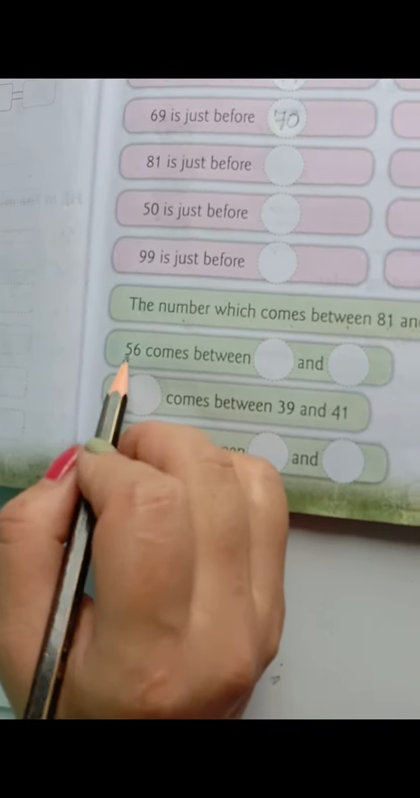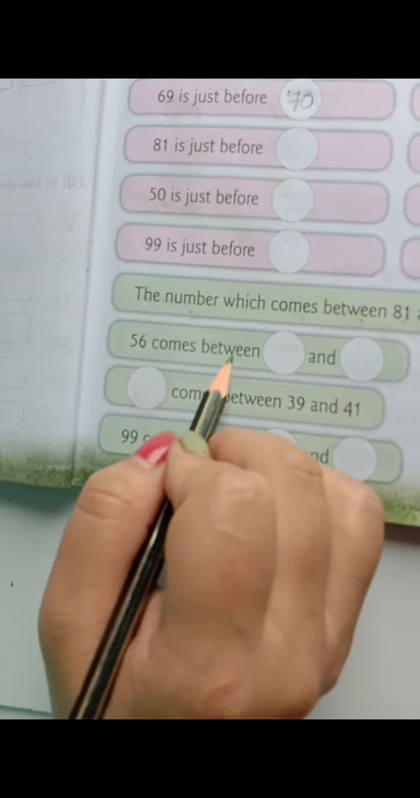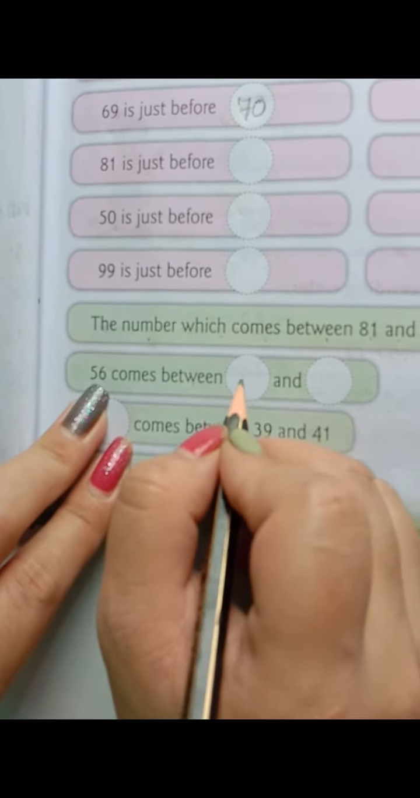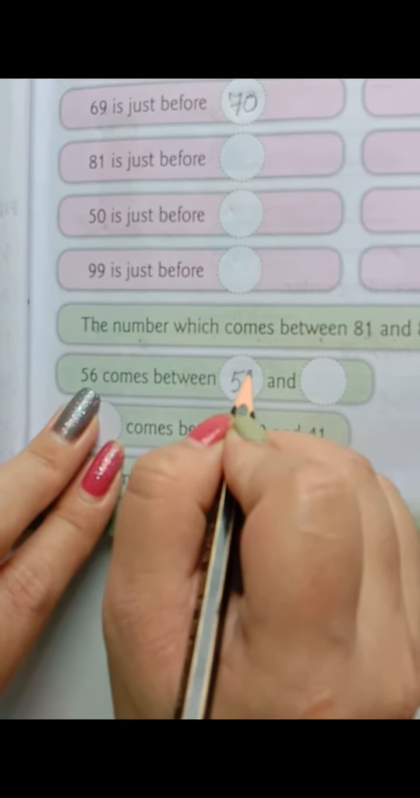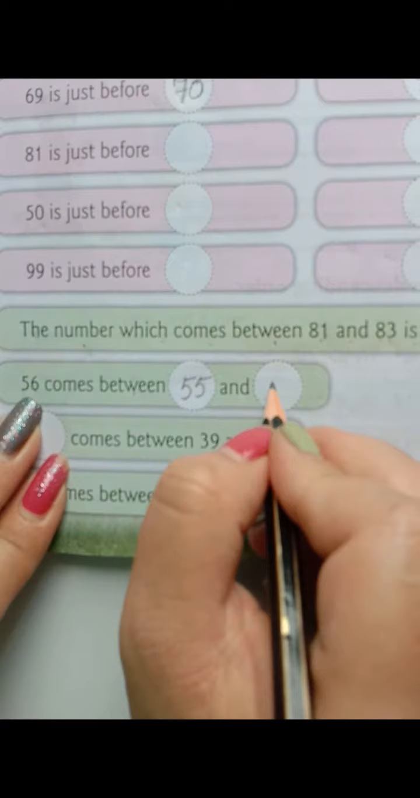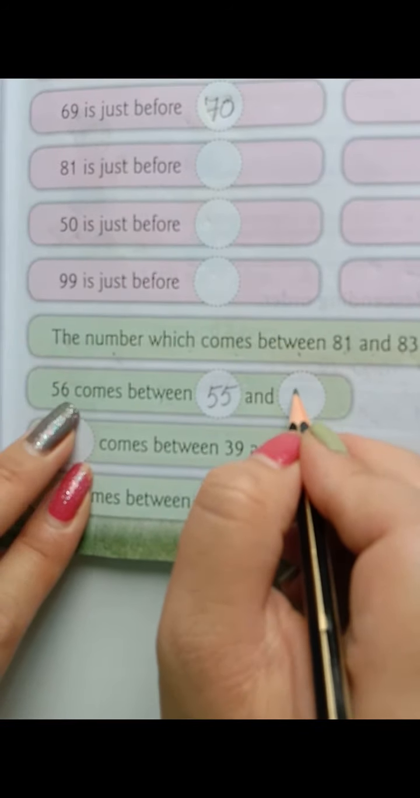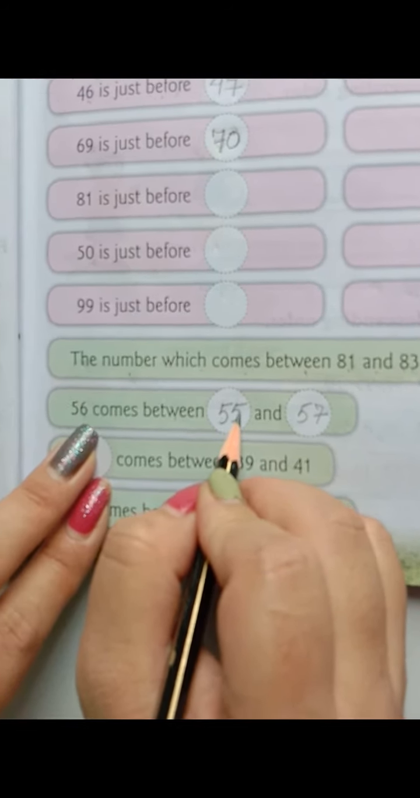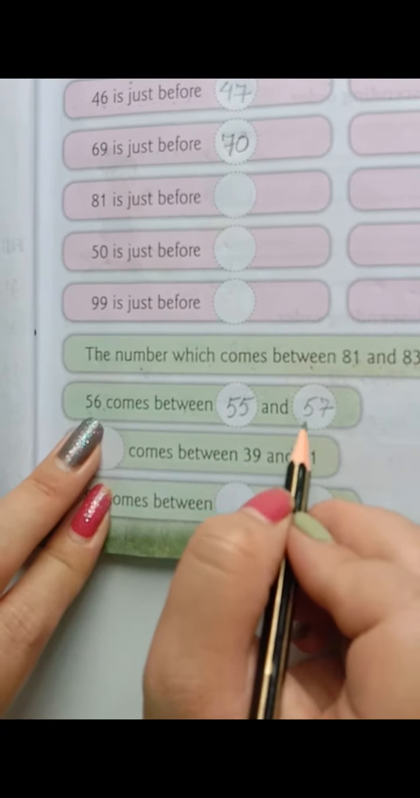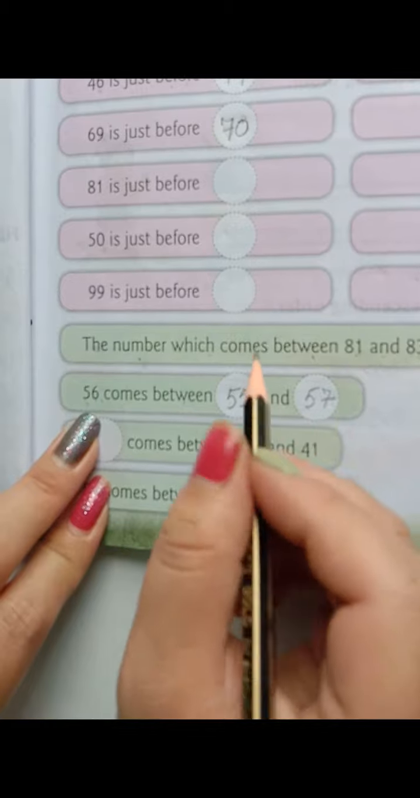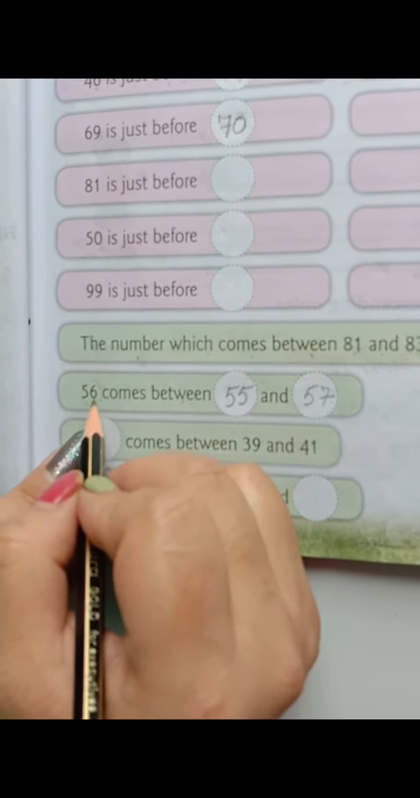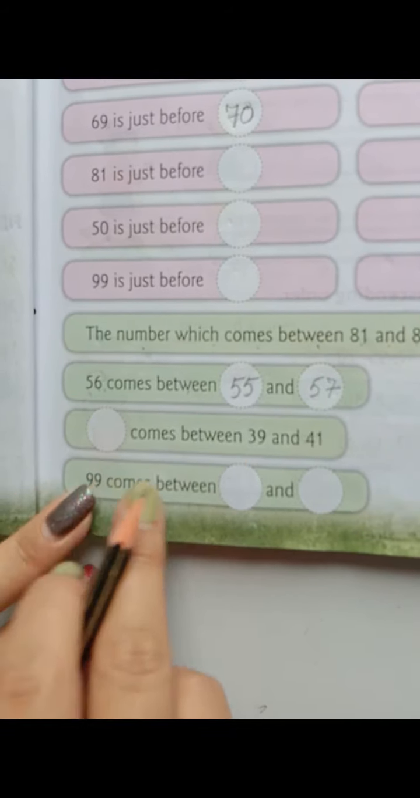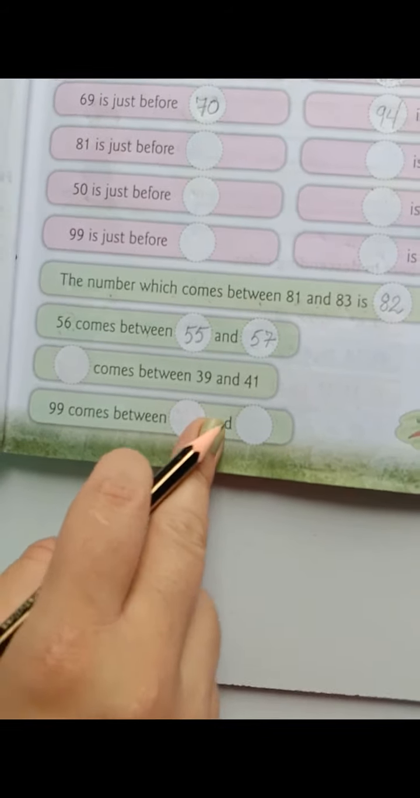Similarly, next one, 56 comes between, and the before number is 55, and the after number is, after 56, 57. So 55, 56, and after that 57. That means 56 is the number which comes between 55 and 57, right? Now the rest of the portion you have to do by yourself.